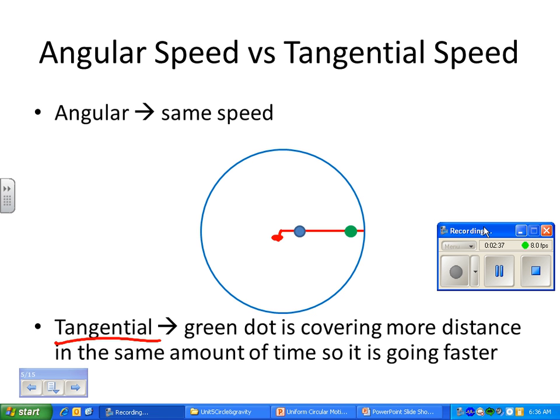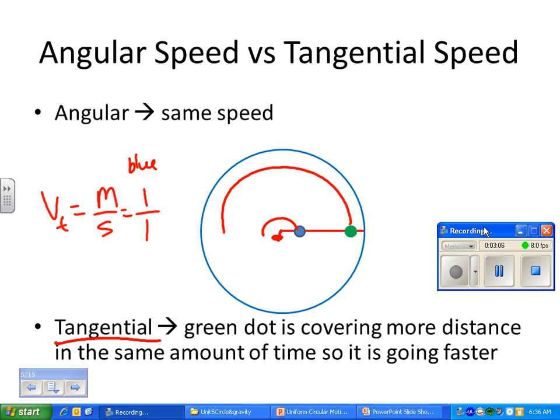Now tangential, once again, is different because now you're looking at that green dot. The green dot would have to cover this distance compared to the blue dot covering this distance. So the green dot is covering more distance in the same amount of time, so it's definitely going faster. Once again, with meters per second, you're going to travel more distance, so this number would be greater over the same amount of time. For example, the blue dot could have been 1 meter in 1 second, and the green dot could have been 2 meters in 1 second, therefore it's twice as fast. Just to give you an example of tangential versus angular speed.